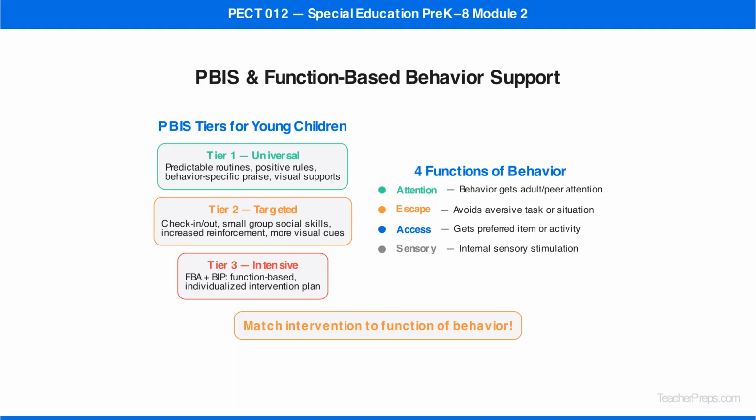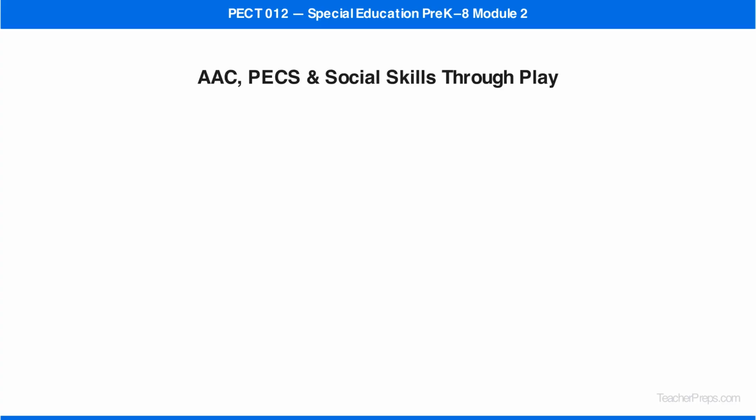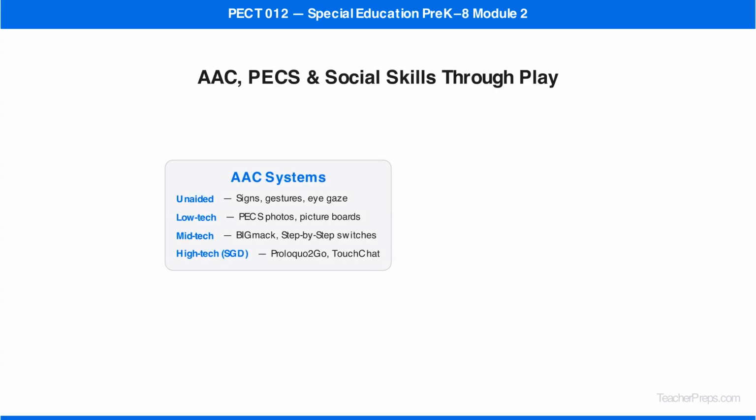Competency 0008 covers communication and social skills. Many young children with disabilities have significant communication needs. Prelinguistic communication, eye contact, joint attention, gestures, and vocalizations, develops before words and is the foundation for language.